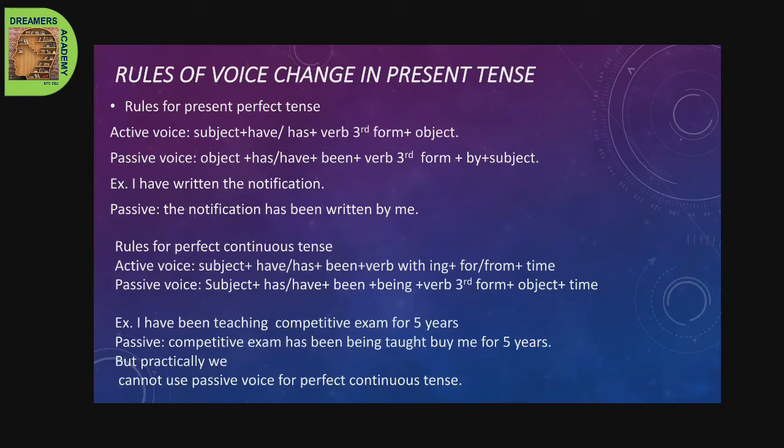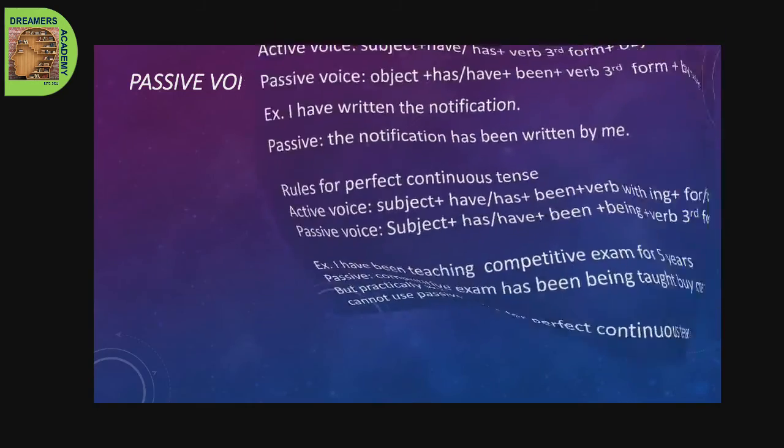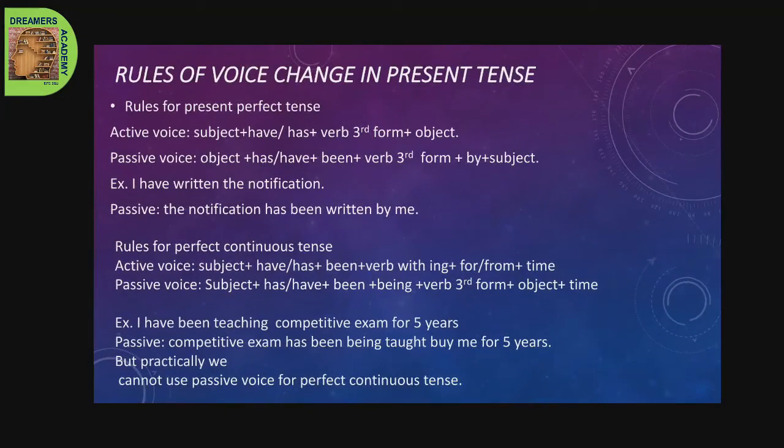We then go for present perfect continuous tense. The rule for active voice is subject plus has or have plus been plus verb ing, then for or from or since, then time. Passive voice will be subject, meaning the object, then has or have, then been, then being plus third form, then object or the subject, then time.